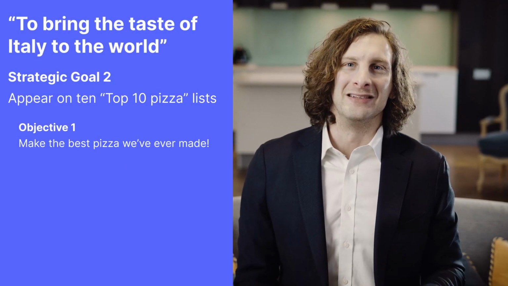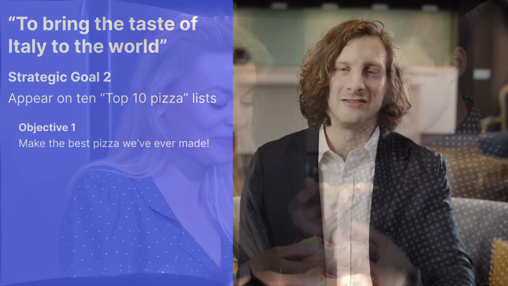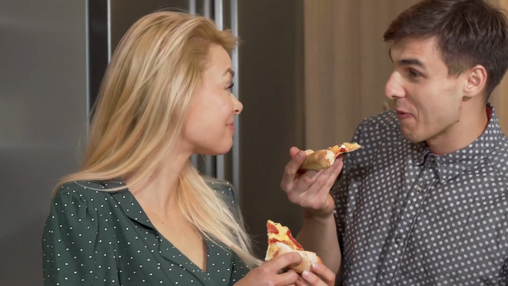One objective might be to make the best pizza we've ever made. The theory goes that if we make the best pizza that we've ever made, it's more likely that someone is going to taste it and say, this is one of the best pizzas in the country. So that seems like a fair objective, a very focused objective. If we make the best pizza we've ever made, we are more likely to get on the best pizzas in the country list, the strategic goal. And if we get on those lists, we are going to sell more pizzas, grow our business, and get one step further, bringing the taste of Italy to the world.